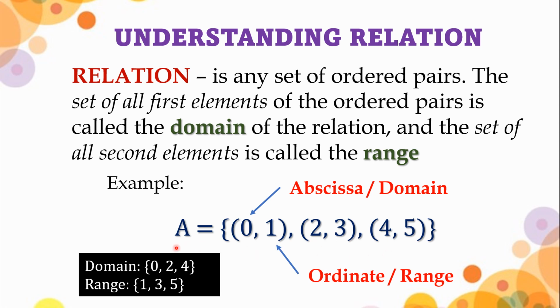On set A, the domain are 0, 2, and 4. So these are the first elements of the ordered pairs. The range are 1, 3, and 5. These are gotten from the second elements of each ordered pair. So that is how we identify the domain and the range of the set of ordered pairs.